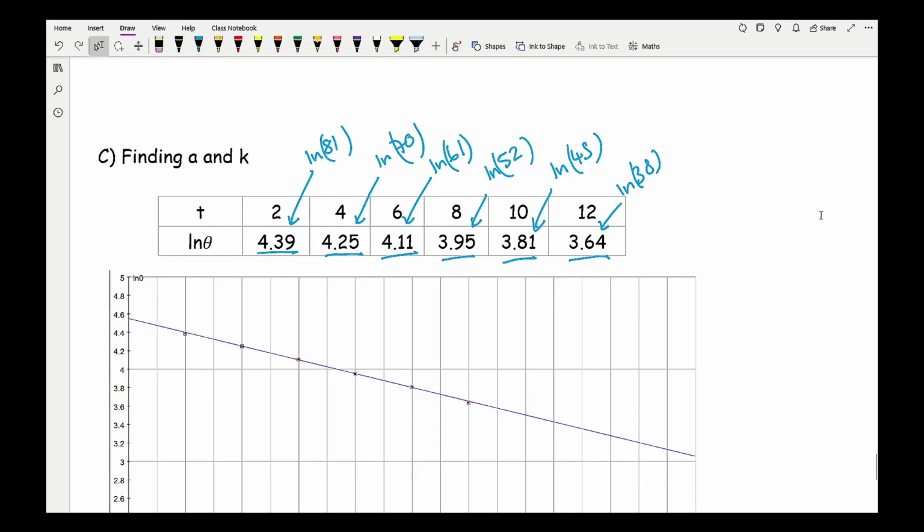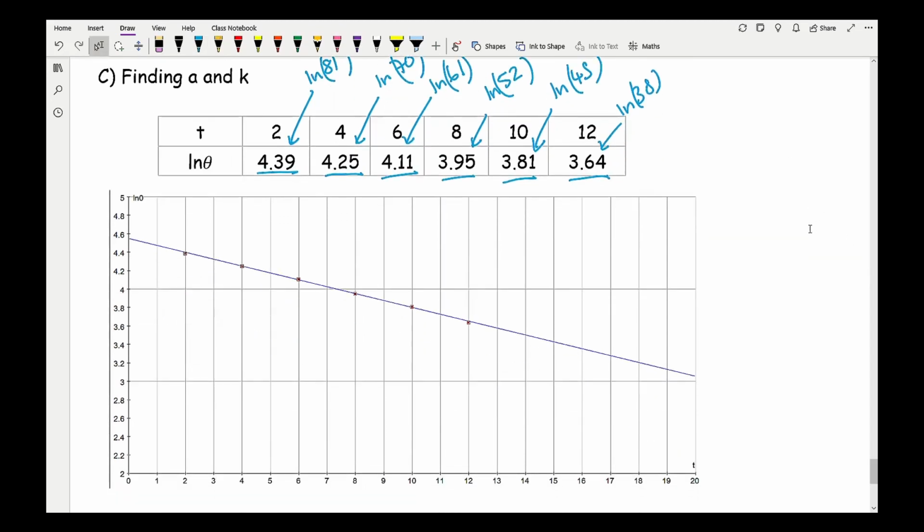Now if I then go on to plot that graph of ln theta against t, and I draw my line of best fit, you can see that those points do model a straight line, so therefore it does prove that the model can be written as a linear value.